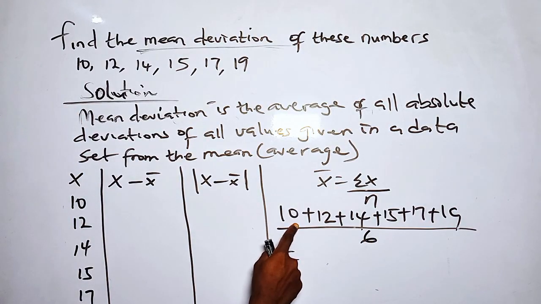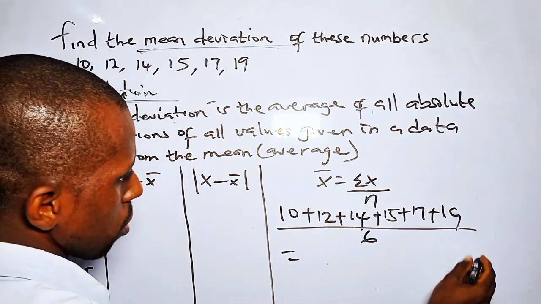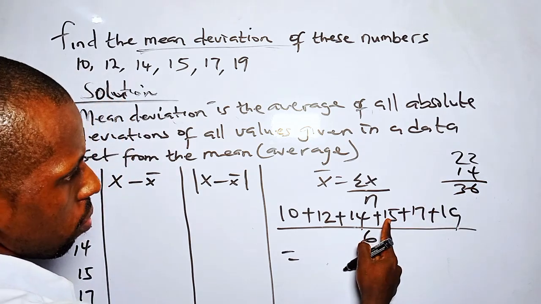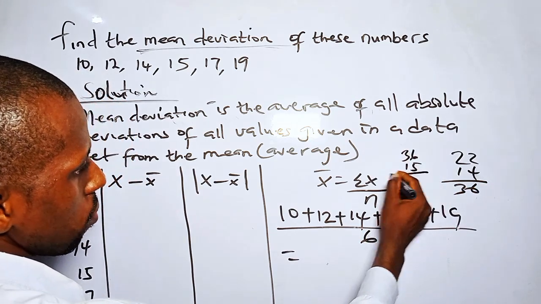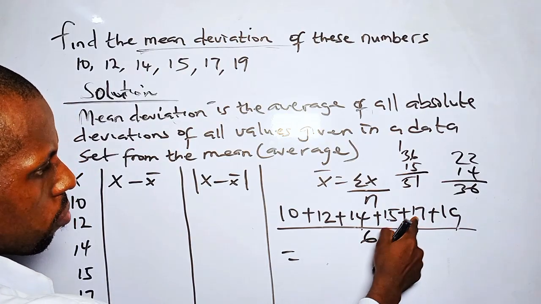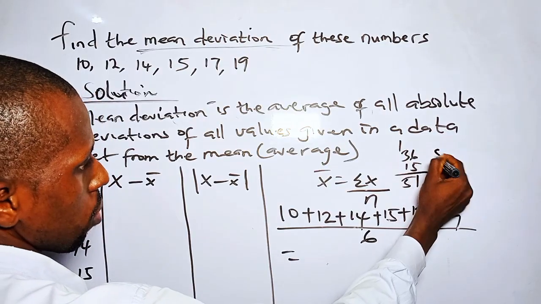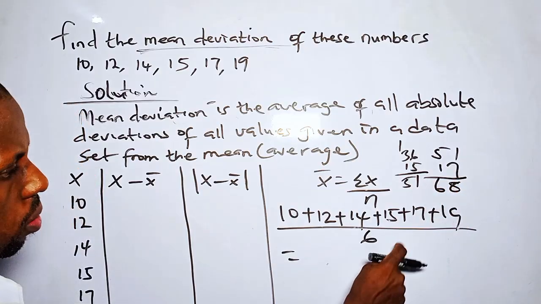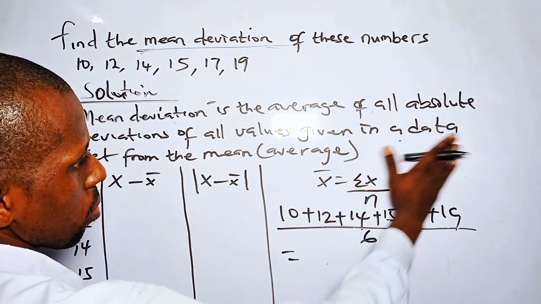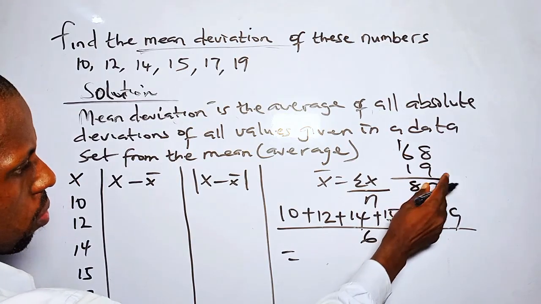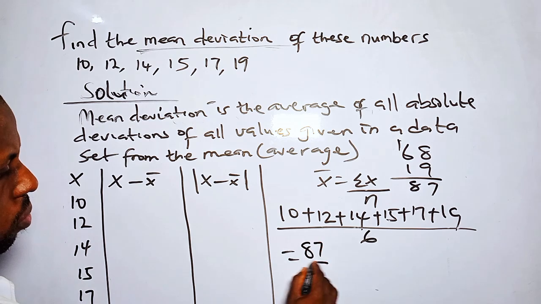So let us add up. 10 plus 12 is 22. 22 plus 14 is 36. 36 plus 15 is 51. 51 plus 17, so we have to calculate properly to avoid mistakes, is 68. 68 plus 19 is 87. So this is 87 over 6.